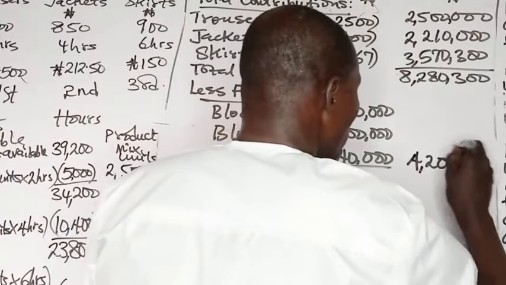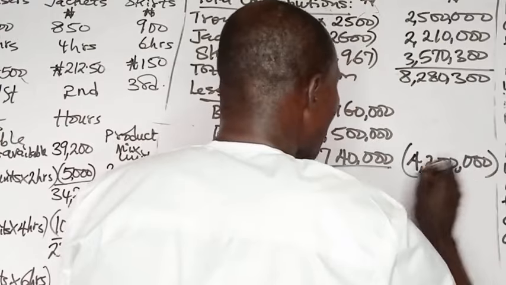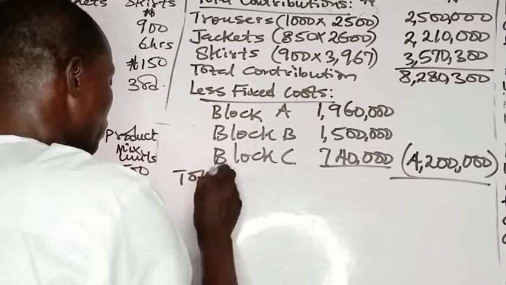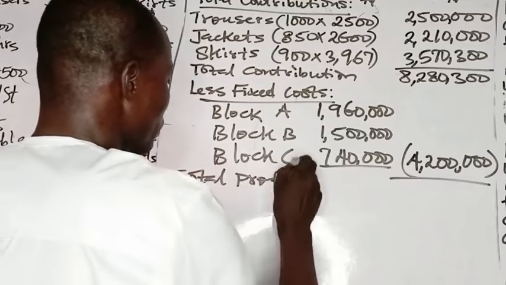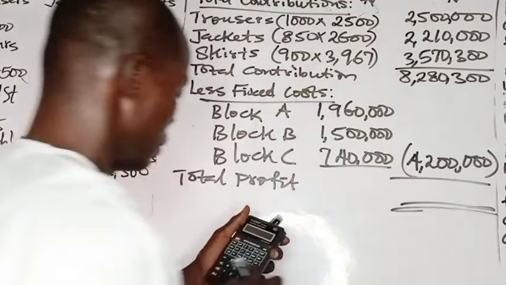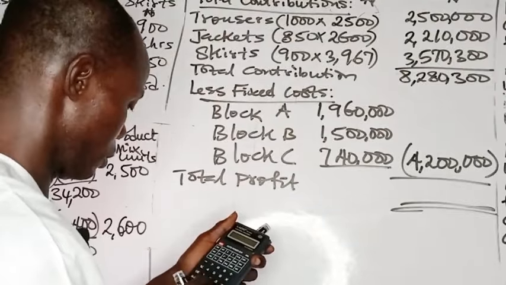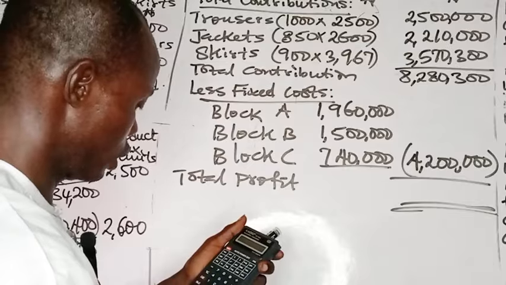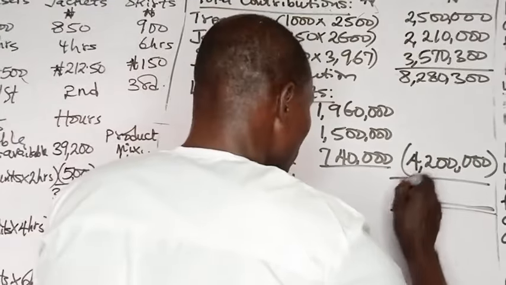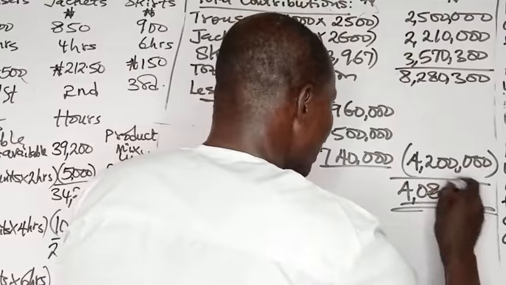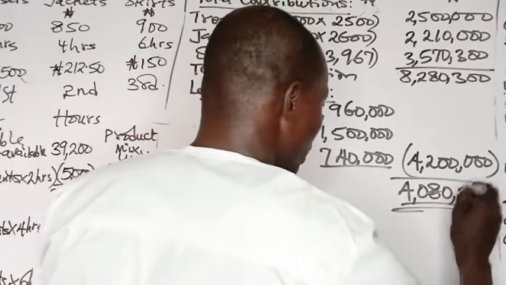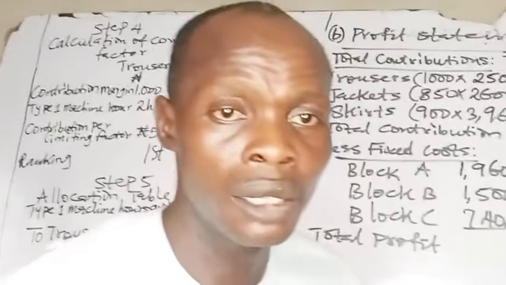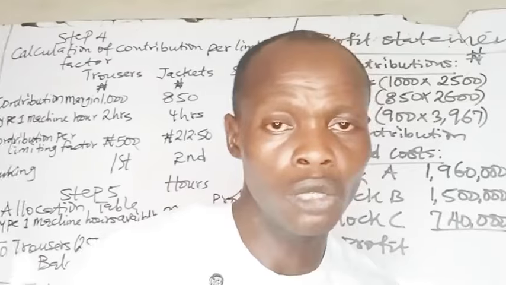If you subtract 4.2 million from the total contribution, we have the total profit. So the total profit is 4,080,300 naira. This marks the end of the solution to the question.